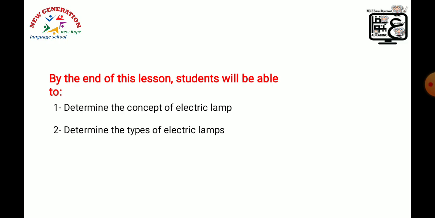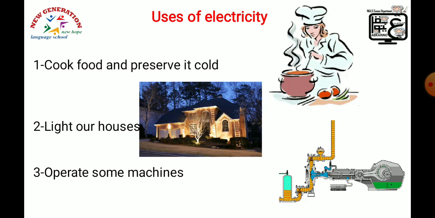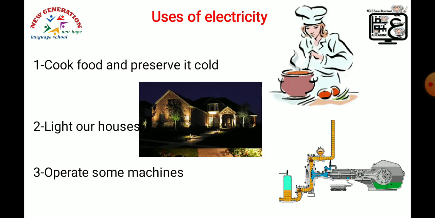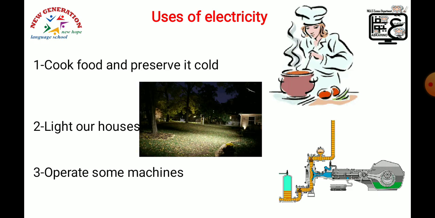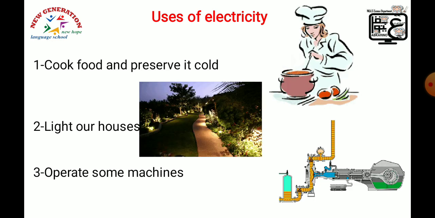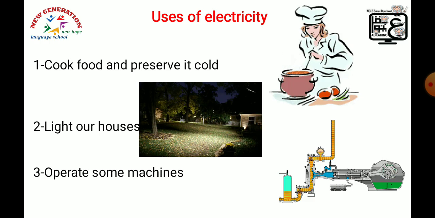Our session for today, inshallah, we are going to talk about the dangers of electricity. So, first, we are going to talk about the benefits or uses of electricity in our daily life. We can use electricity for cooking food and preserving it cold. Number two, it's used to light our houses, factories, streets.